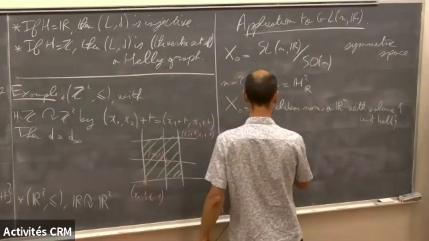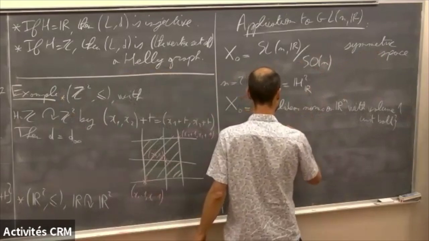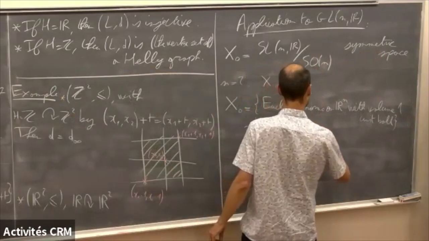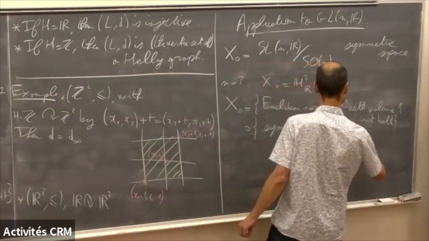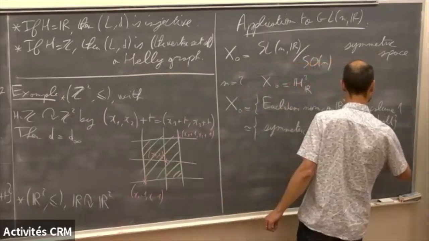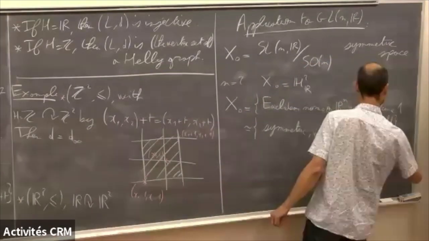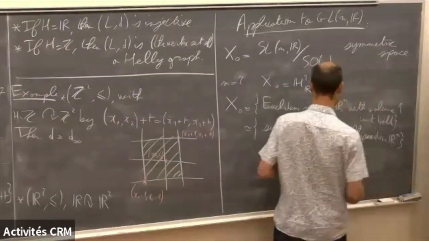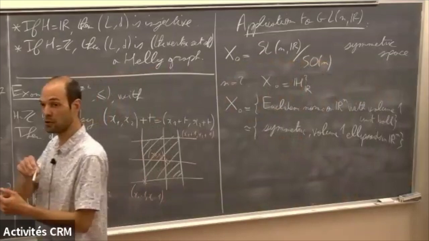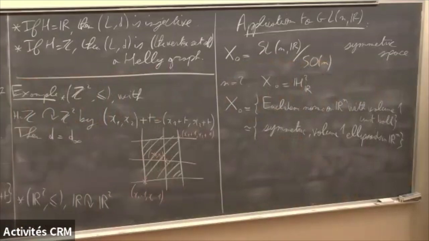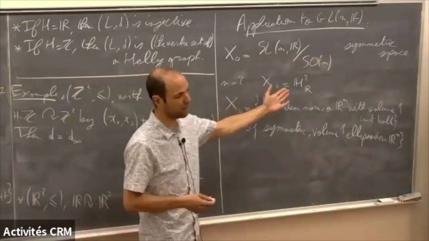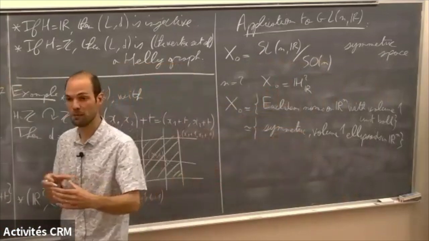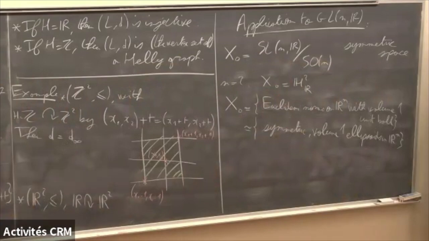And this space can also be described just by looking at the unit balls. So it's the set of all symmetric volume 1 ellipsoids in Rn. When I say symmetric, I mean symmetric with respect to the origin. Maybe you know that the hyperbolic plane can be described as the set of volume 1 ellipses in the plane.